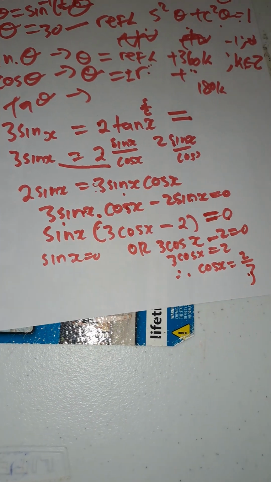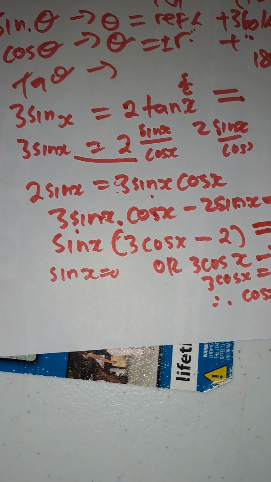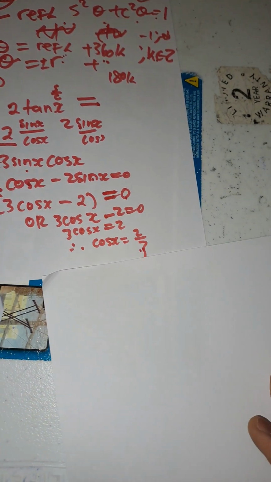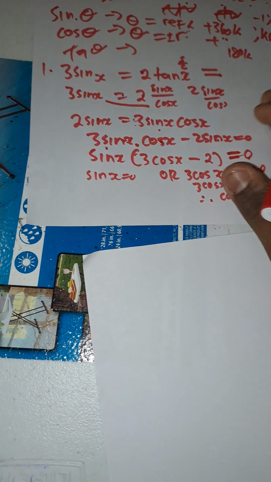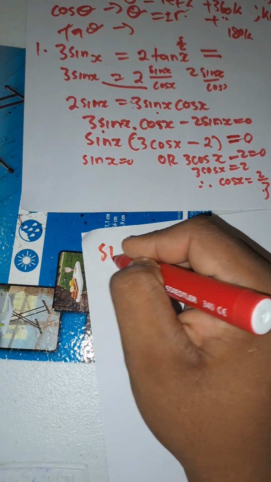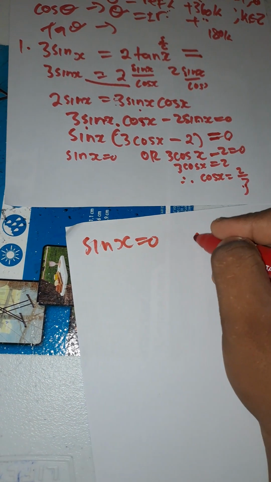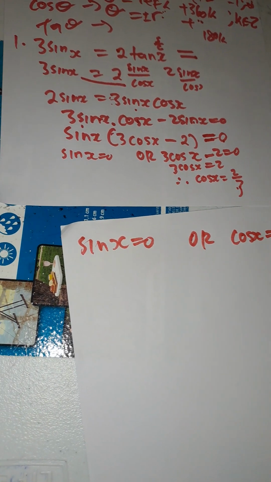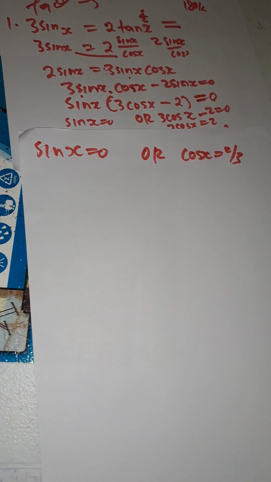Okay, let's continue on a new page. So I'm going to continue there, and I need to have 2 sides, so I have sine x is equal to 0, or cos x is equal to 2 over 3.